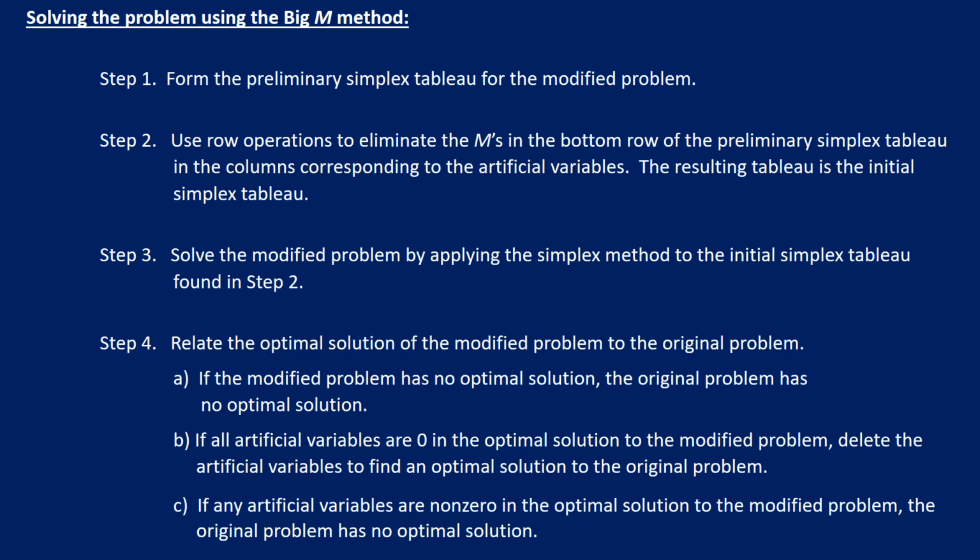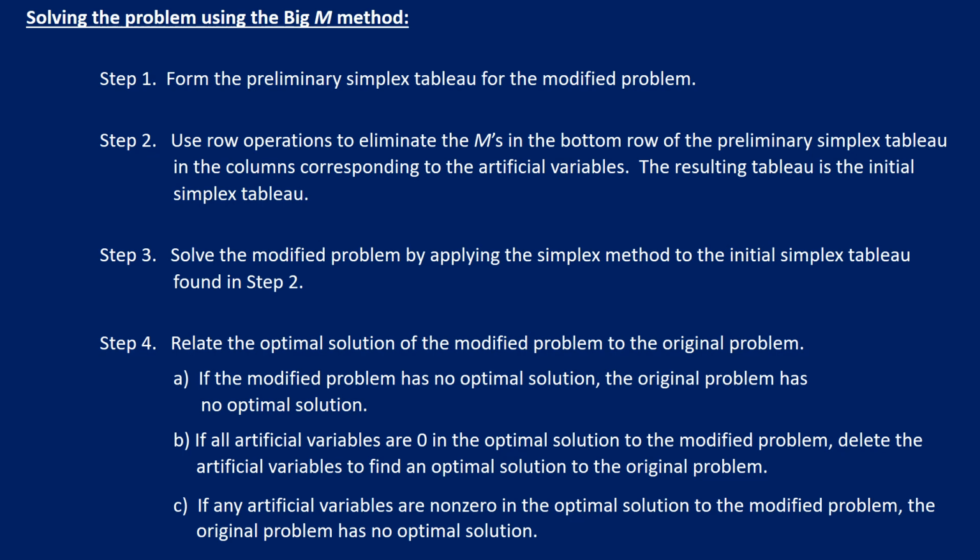Once we've formed the modified problem, we're ready to solve using the Big M method. Step 1, we form what is called the preliminary simplex tableau for the modified problem. And then in step 2, we use row operations to eliminate the m's that are in the bottom row of that tableau in the columns corresponding to the artificial variables. That's going to result in the initial simplex tableau. Then we solve the problem by applying the simplex method. We relate the optimal solution of the modified problem to the original problem.